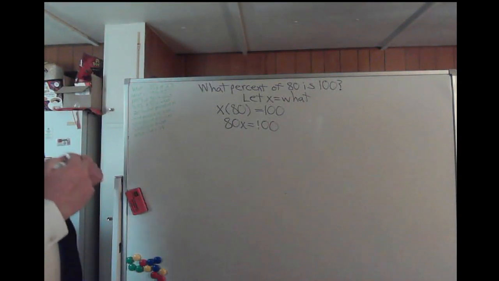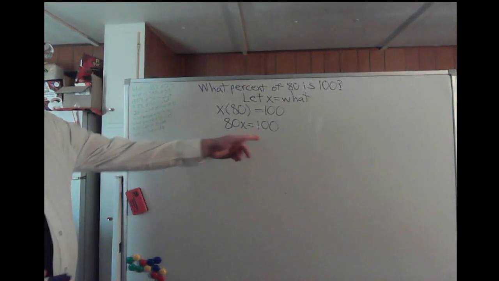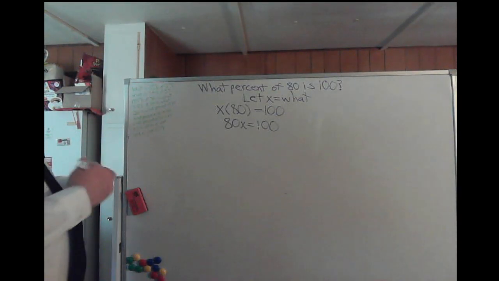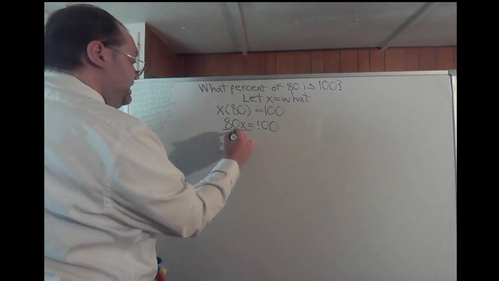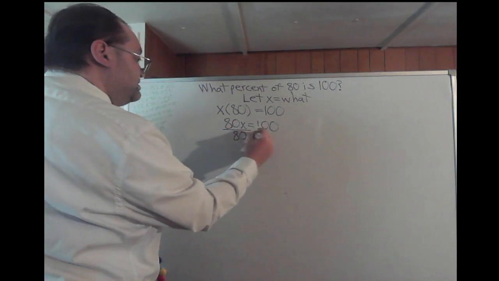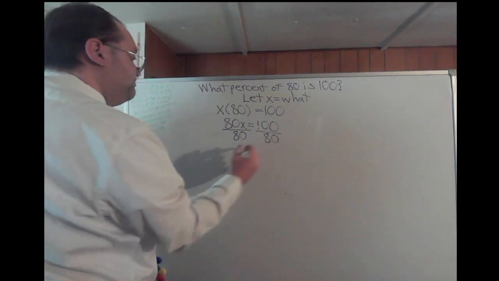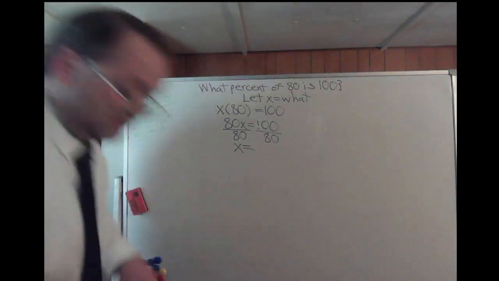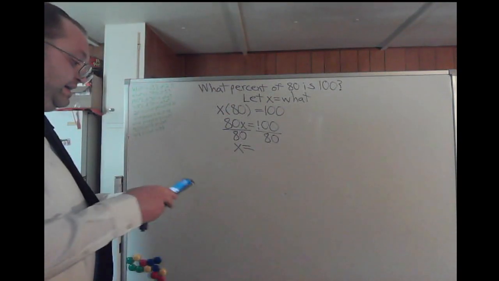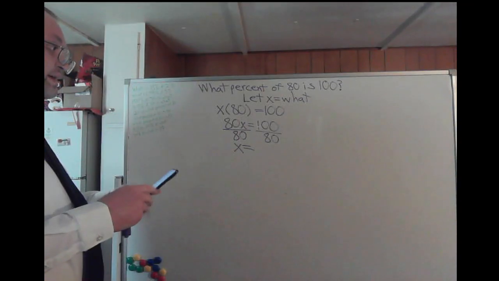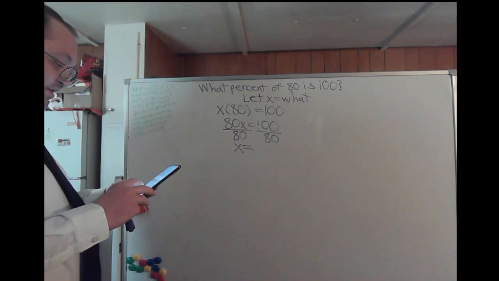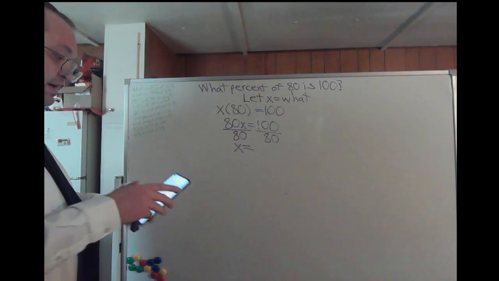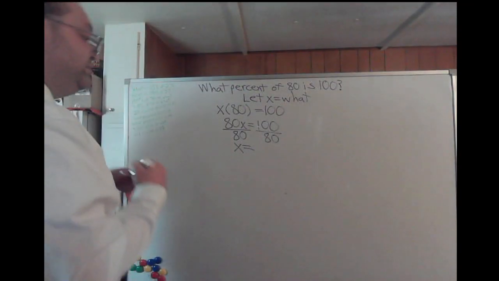So, on one side we have 80x, the other side we have 100. We want to get that x by itself. We've got to divide both sides by 80. You'll get x is equal to, let's find out what 100 divided by 80 is. I have a pretty good idea what it is, but I'm just going to put it in the calculator to be sure. Yep, it's 1.25.